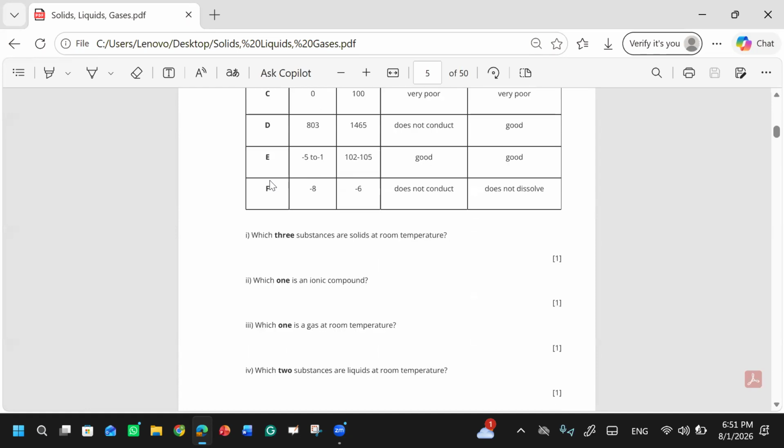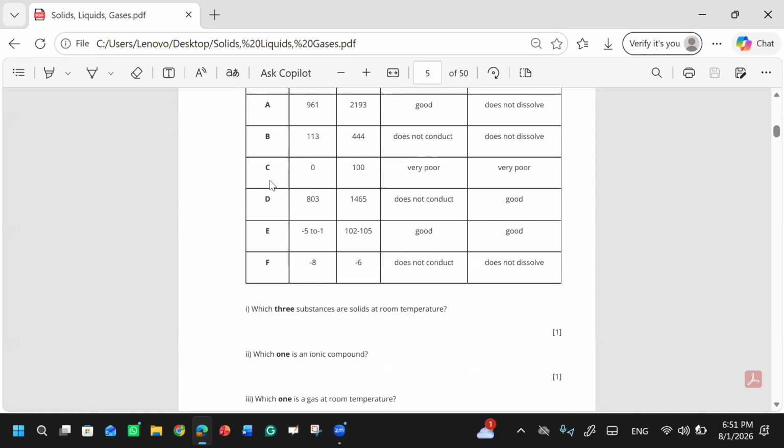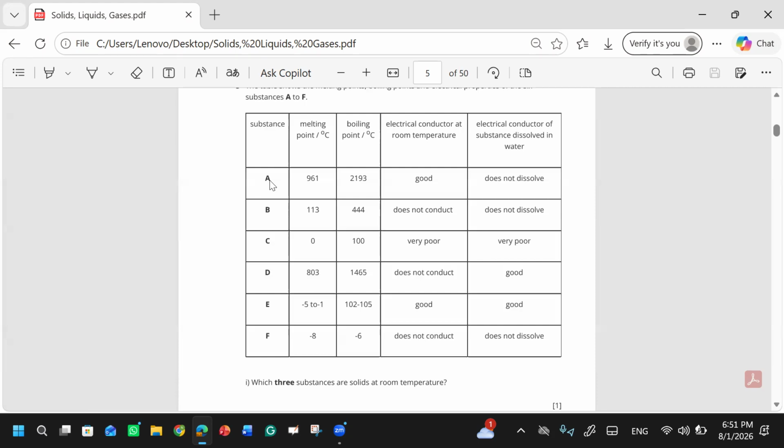In the next part, which one is ionic and why? D. D is ionic because it does not conduct as a solid, but it will conduct when dissolved in water and in liquid form. Its melting point is quite high, 803 degrees. Yes, that's why. Okay.